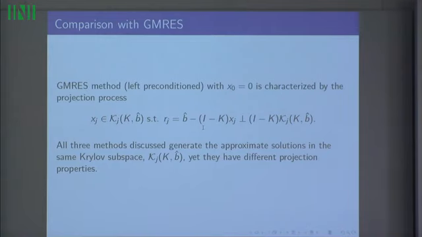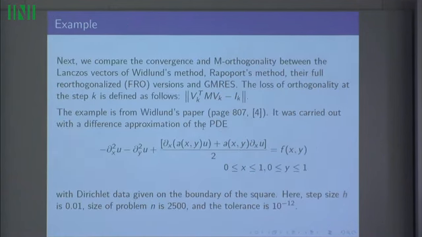Okay. All these three methods are always looking for x_j in the j-th Krylov subspace, but they have different minimization properties, they have different projection properties. So we thought, which one is better? That was the next question that came to our mind. So we tried them with an example. Actually, we also took the example from Widlund's paper.